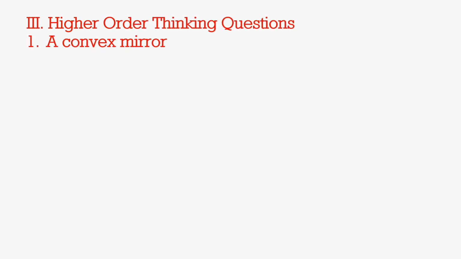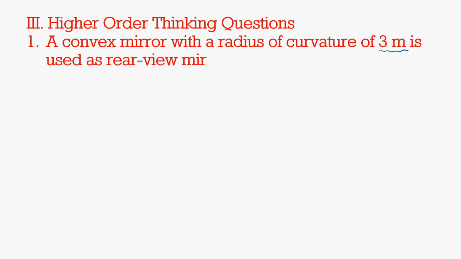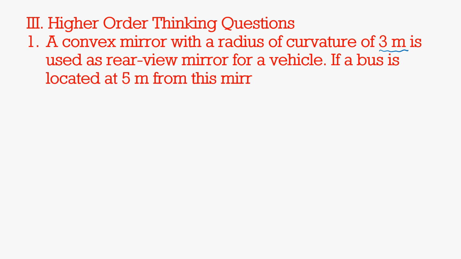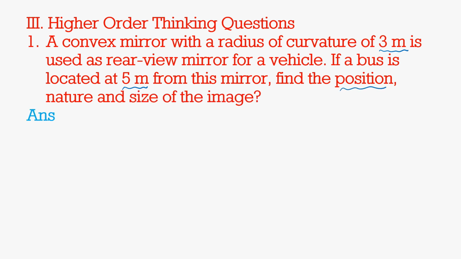Okay, next we'll discuss the third one, higher order thinking questions. A convex mirror with a radius of curvature of 3 meters is used as a rear view mirror for a vehicle. If a bus is located at 5 meters from this mirror, find the position, nature and size of the image. Here they have given radius of curvature 3 meters and object distance 5 meters. We have to calculate the position, nature and size of the image. Let us go to the solution.